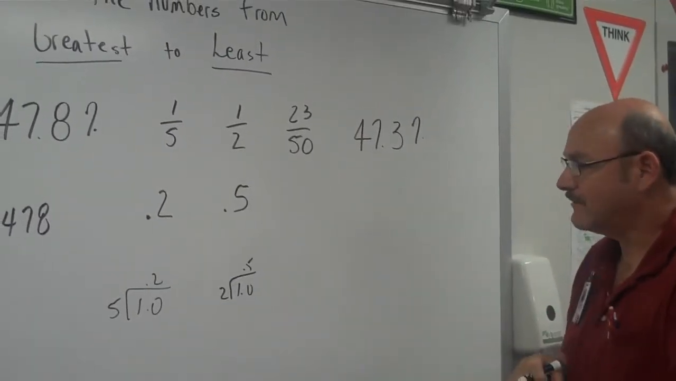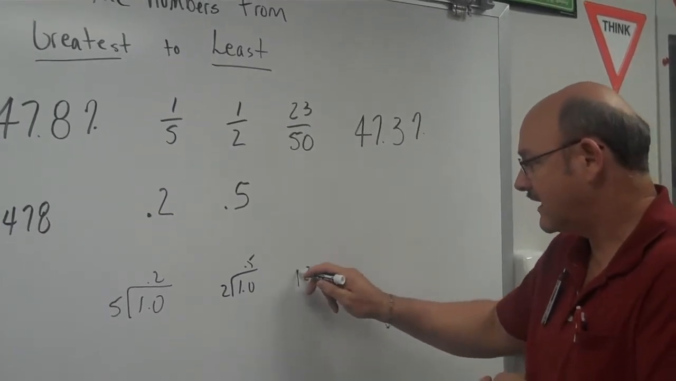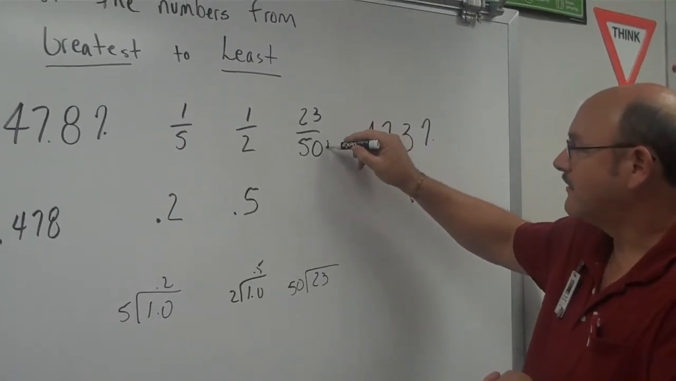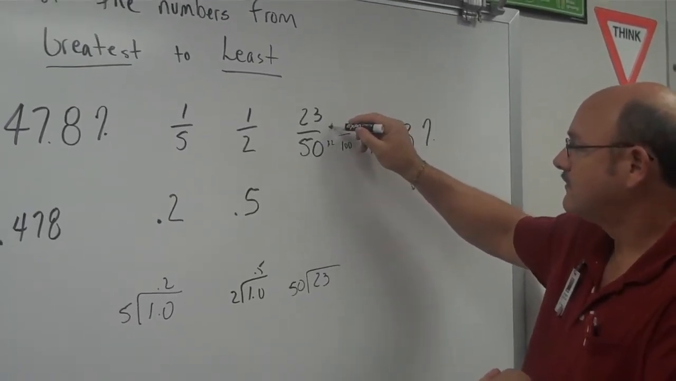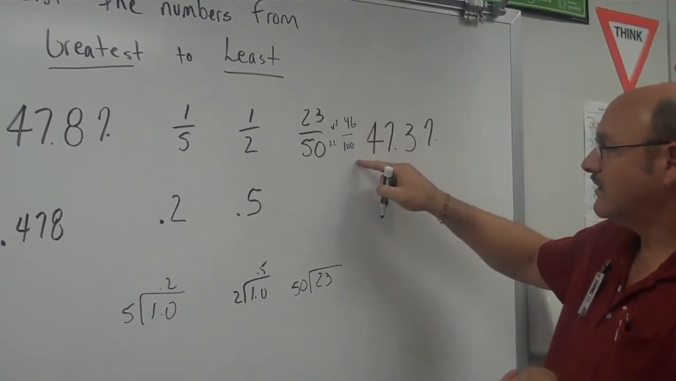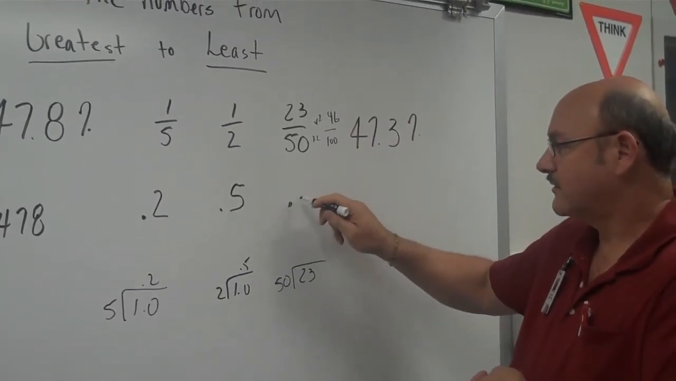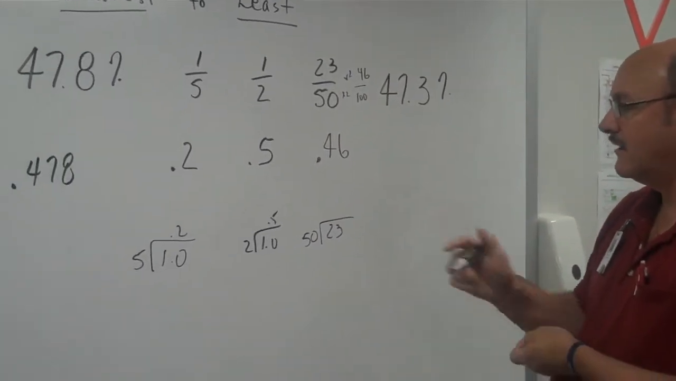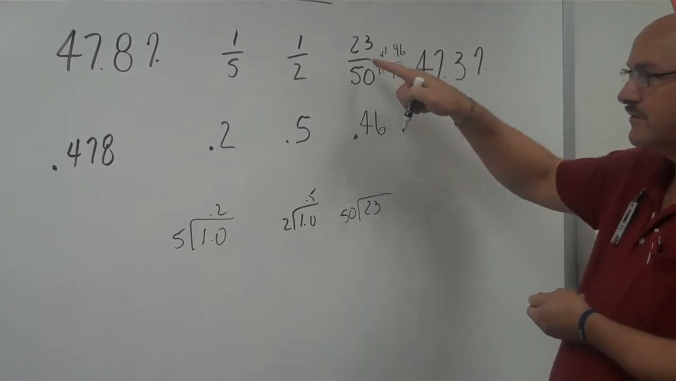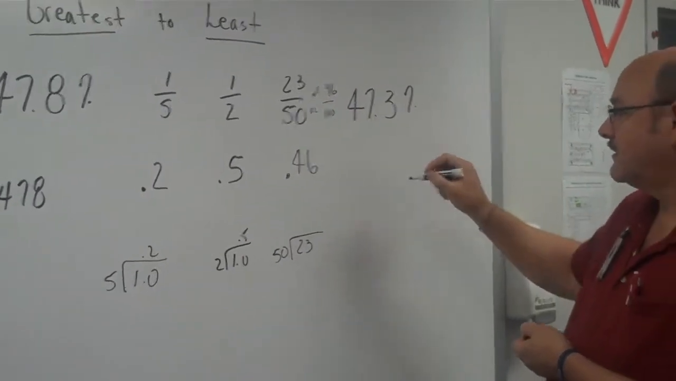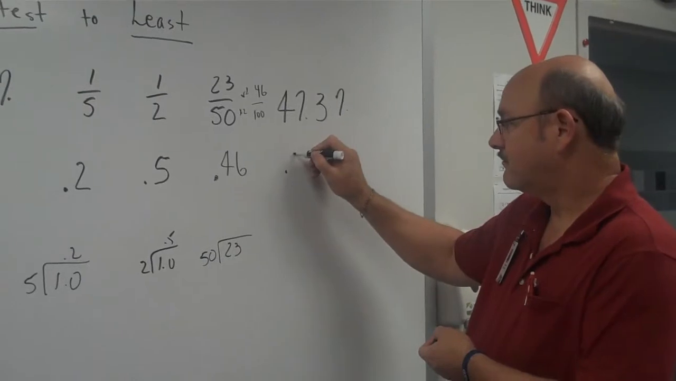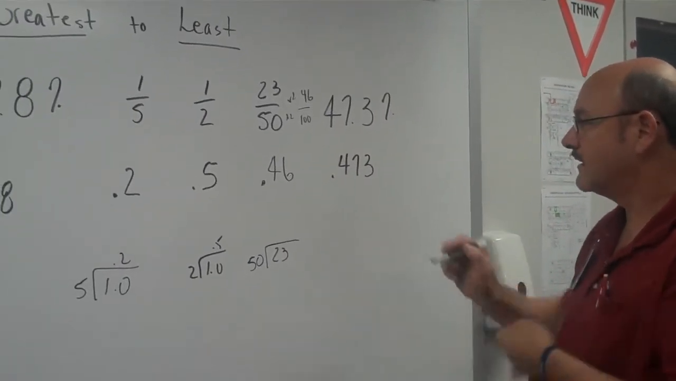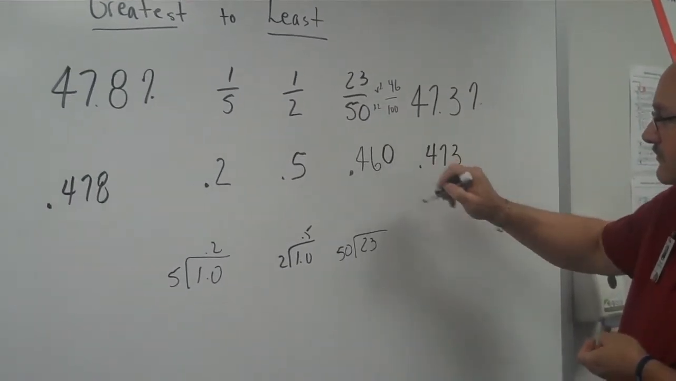23/50. Wow, that might be a pretty hard one. We can do 23 divided by 50. But what if we made this have a denominator of 100? Times 2, times 2. 46 hundredths. You know what? That makes it pretty easy because now I know it's 46 hundredths. Okay? We could do it this way. Look for your shortcuts. This one, move the decimal over twice. 0.473.